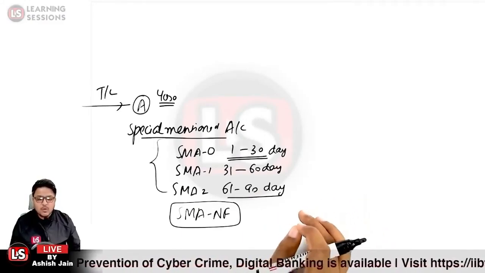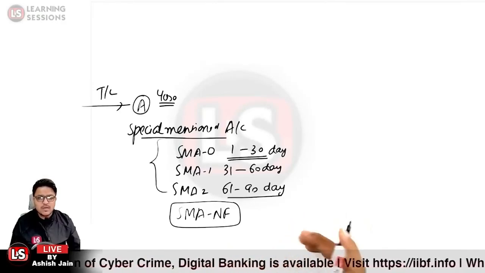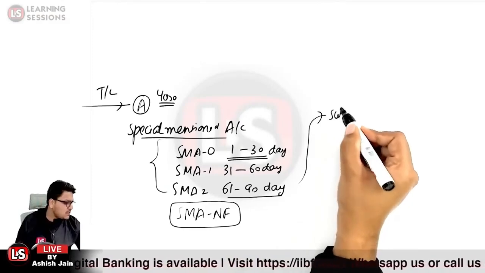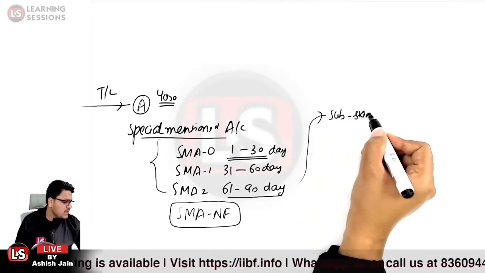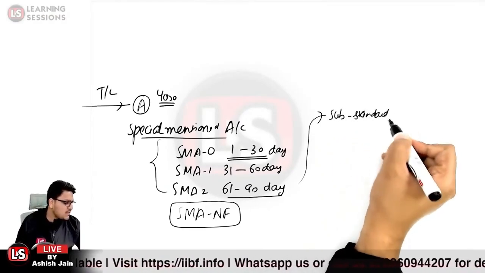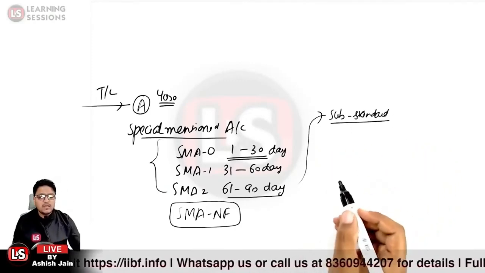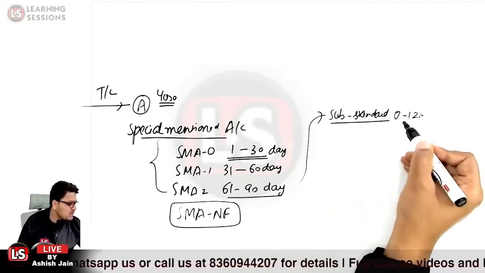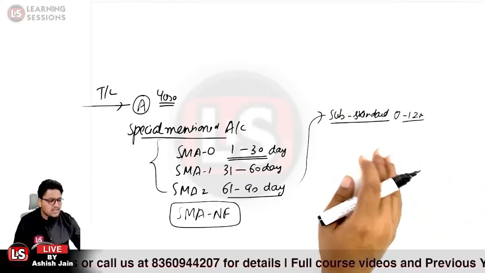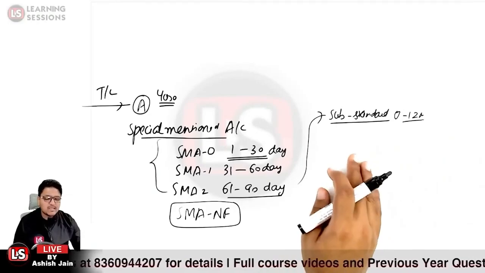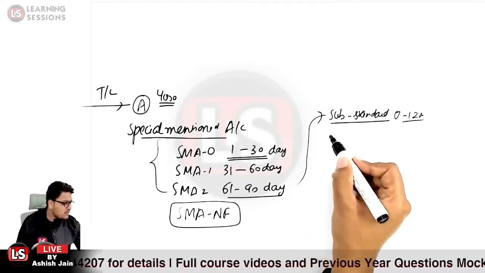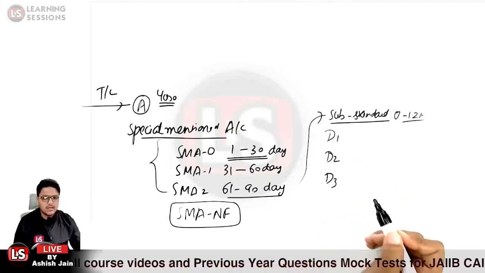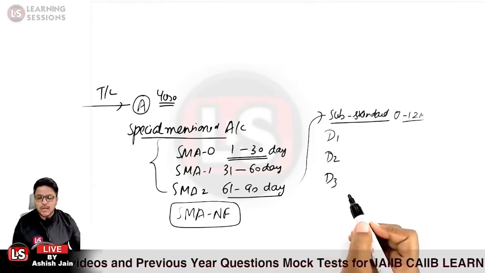And further, whenever the loan account is transferred to the NPA category, first of all, to what category will it be transferred? It will be transferred to the substandard category, and it will be there for an age of 12 months, that is from 0 to 12 months. And further, if the age exceeds this period, it will be transferred to the doubtful category. Further, the doubtful category is classified into D1, D2 and D3, that is doubtful 1, doubtful 2 and doubtful 3.